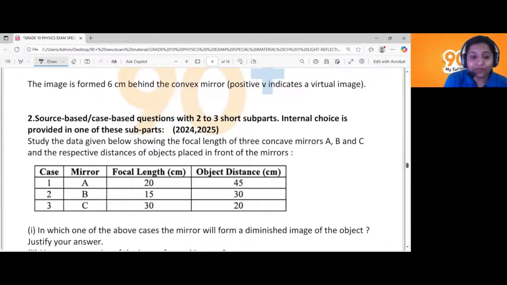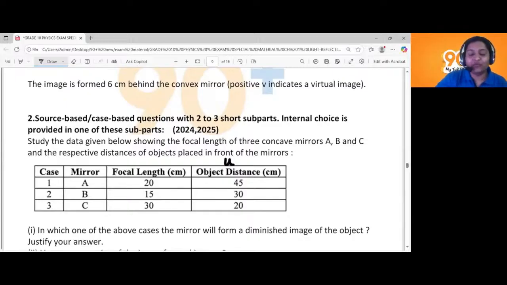Mirror A is given. It has a focal length 20, but the distance of the object is 45. Okay. And mirror B, focal length is 15. Object distance is U, that is 30. And third case, focal length is 30. Object distance is 20. Okay.